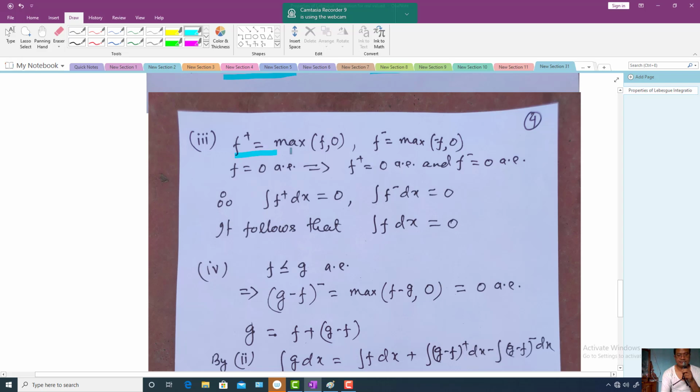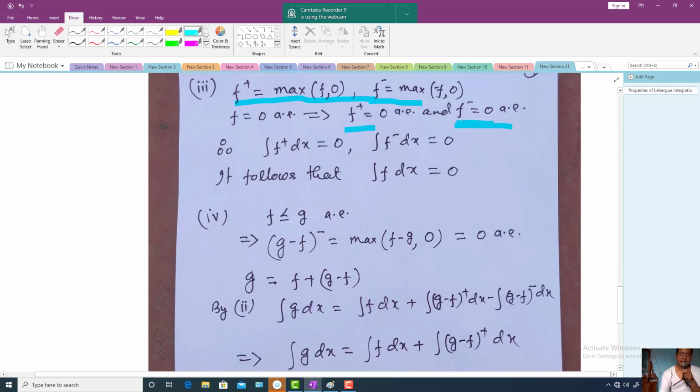From this definition, it is straightforward that if f is equal to 0 almost everywhere, then f positive is also 0 almost everywhere. Similarly, f negative is also 0 almost everywhere. This is very straightforward.